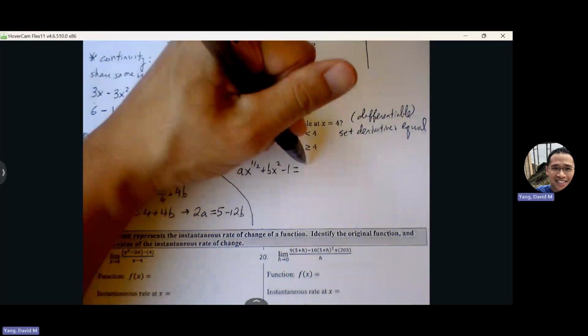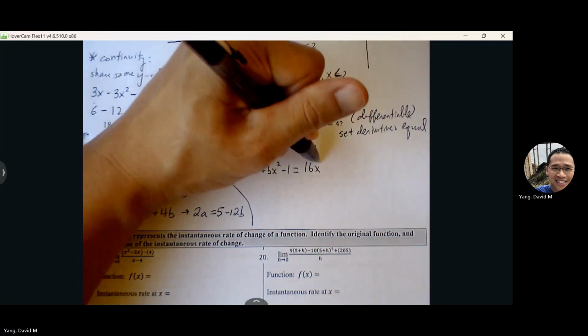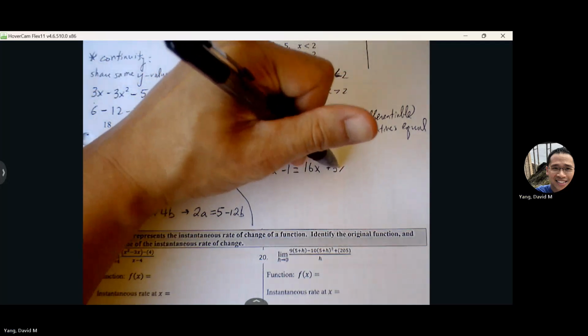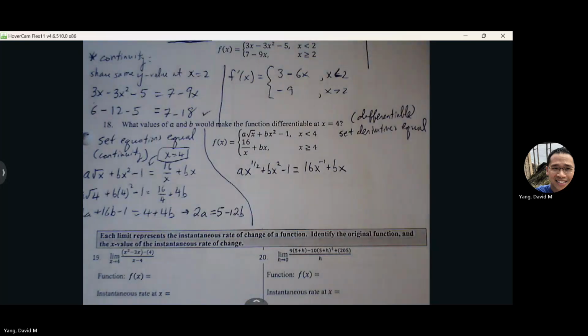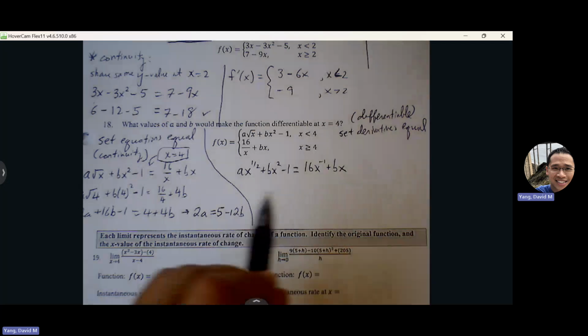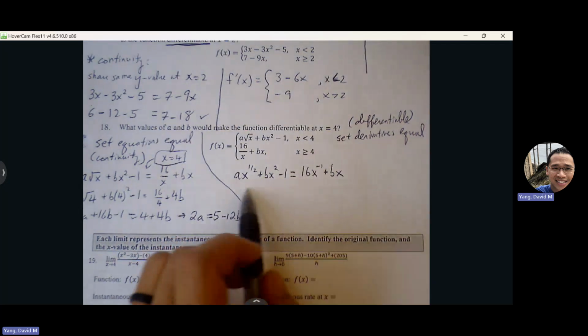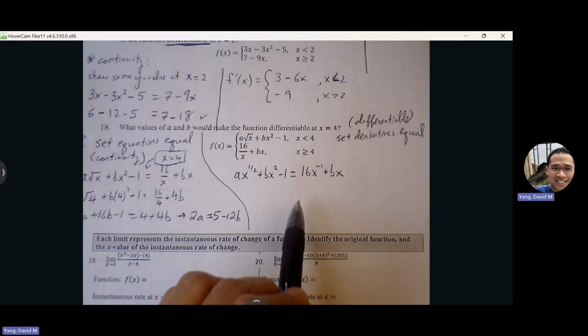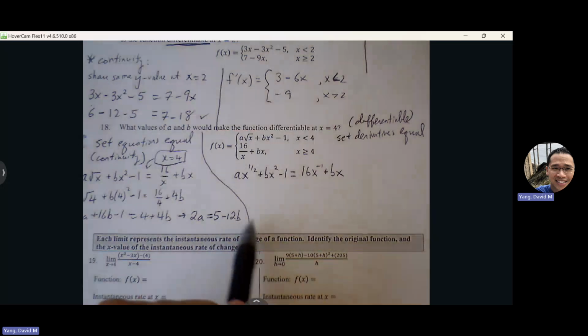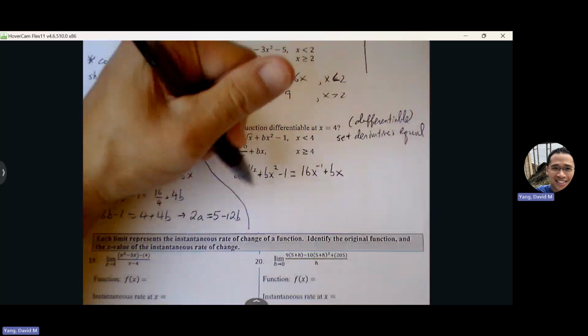I'm going to get the denominator ready for my derivative. Okay, go ahead and find my derivative. I don't want to plug in 4 yet. I have to build the derivative first, then plug in 4, and then I can use the 2 remaining equations to help me solve for A and solve for B.